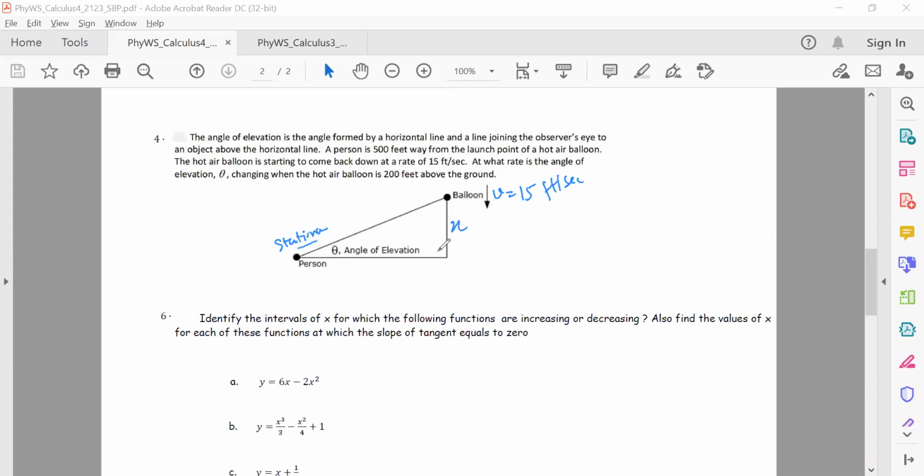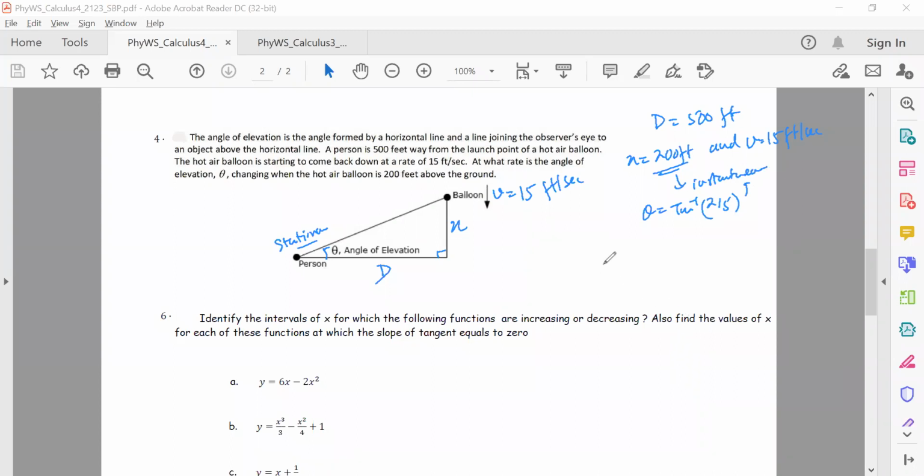So the person is stationary, that means this distance we can take it as a constant. So d is equal to 500 feet, given. But x's instantaneous value is 200 feet and v is equal to 15 feet per second. So this is obviously an instantaneous value. From that you can also see that the angle of elevation at that moment is tan inverse of 2 by 5. So this is also an instantaneous value.